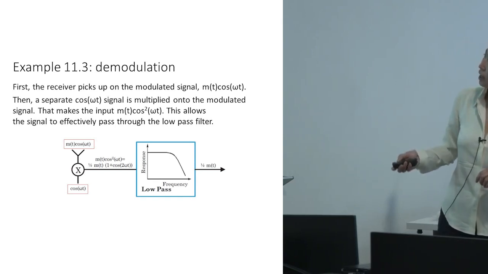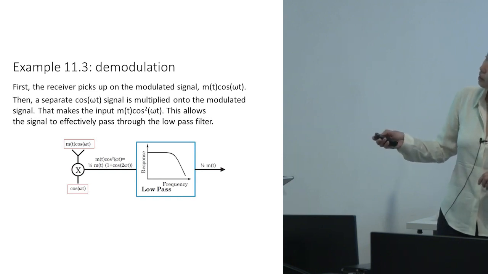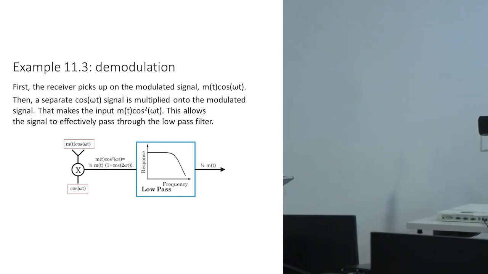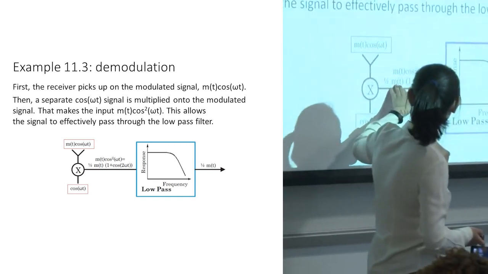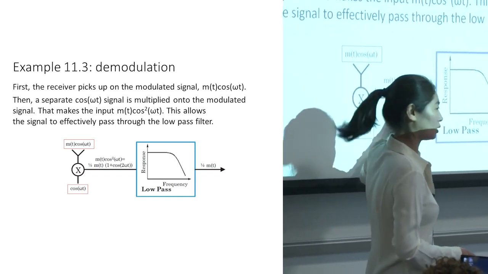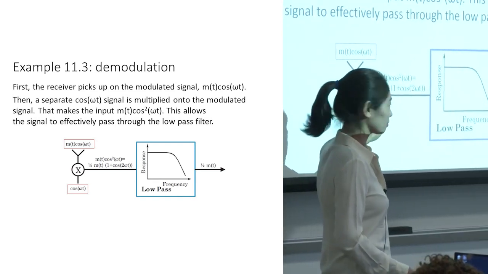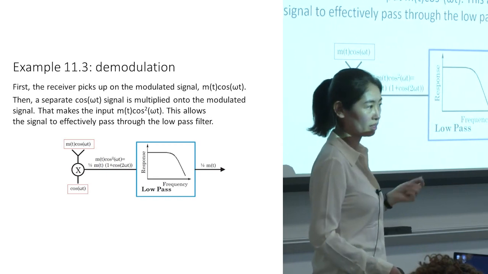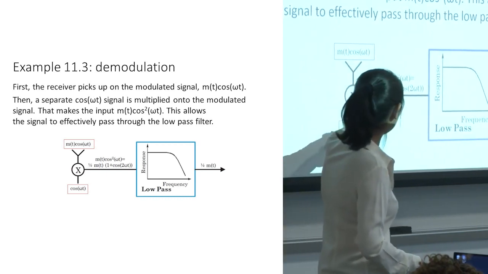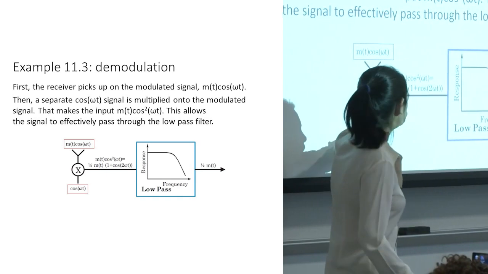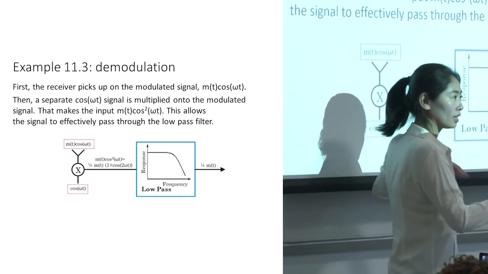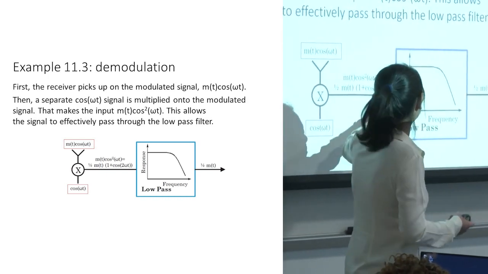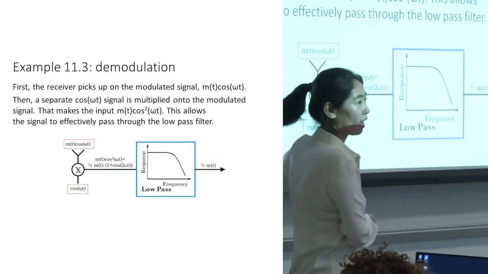What it does is, first the receiver picks up the signal, and then I apply this low-pass filter. So which part of this equation has a lower frequency? M of t plus m of t times cosine 2 omega t. Which one has a lower frequency? So apparently the m of t has a lower frequency, because cosine 2 omega t is a fast oscillating cosine function, and it's oscillating at 2 times the frequency of what I applied before.